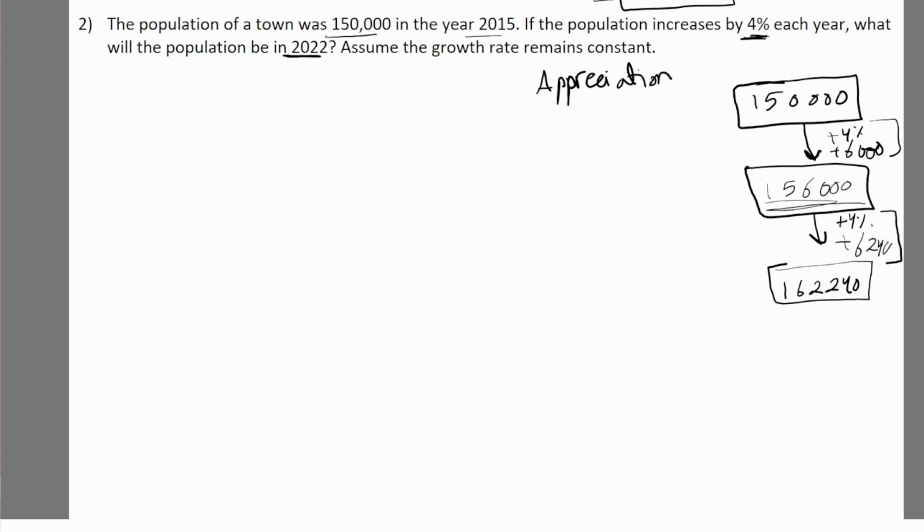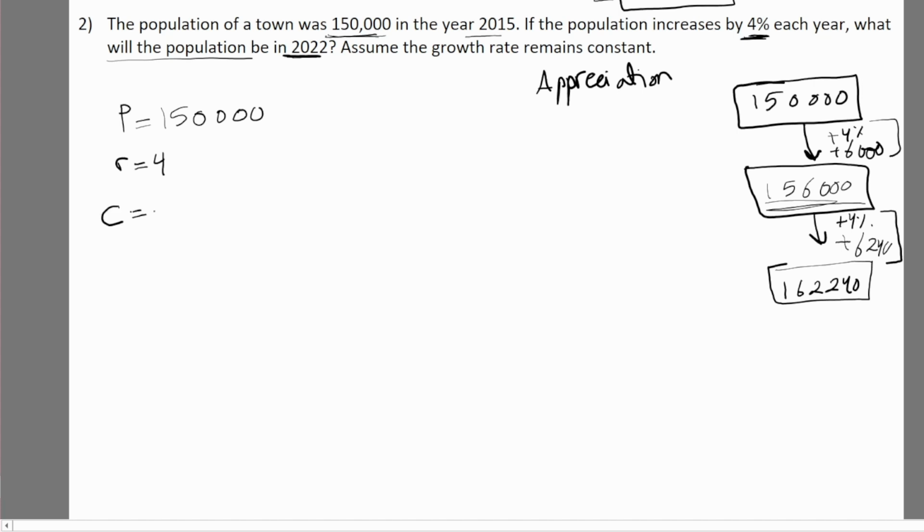So for appreciation, we're going to go ahead and say that we have firstly the initial, which is this right here. This is the principal amount. We had 150,000, right? And every year the population increases by 4%. This is R right here. R is equal to 4. What will be the population in 2022? So I want to know the new population, which is the final amount, or the current. So this is what we want to know.